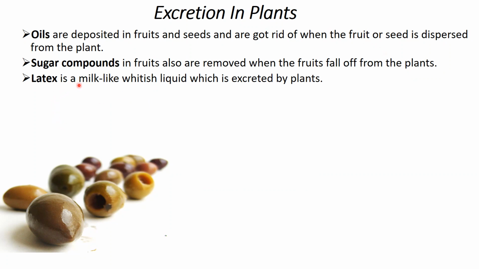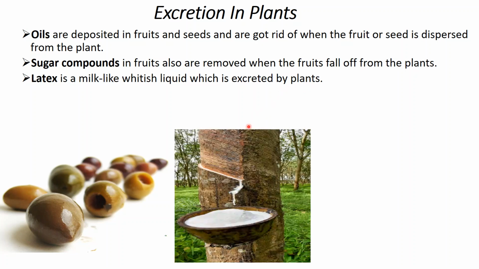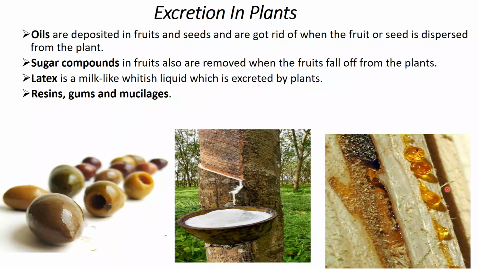Then we also have latex, which is a milk-like whitish liquid which is excreted by plants. Latex looks like this. This is also an excretory product for plants. Then another one is resins, gums, and mucilages. Gum, I'm sure you have an idea of what a gum is. Resins are these.